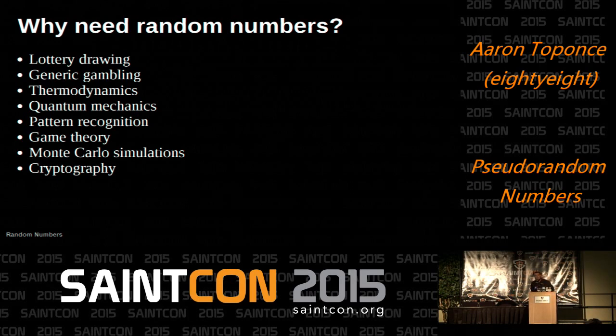So, anyway, lottery drawings like Powerball, for example, rely heavily on randomness. We want these drawn numbers to be as random as possible. In fact, generic gambling, Las Vegas and Atlantic City, the casinos make a great deal of money by you playing against the odds that randomness produces.